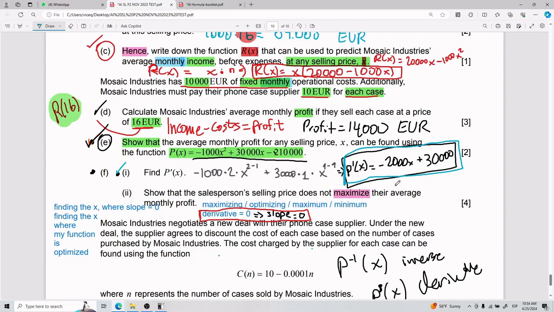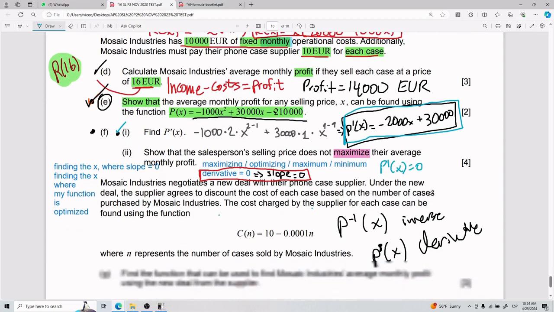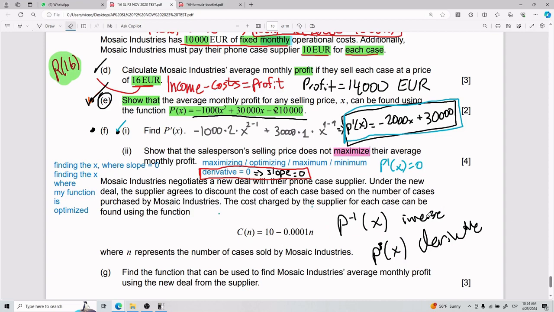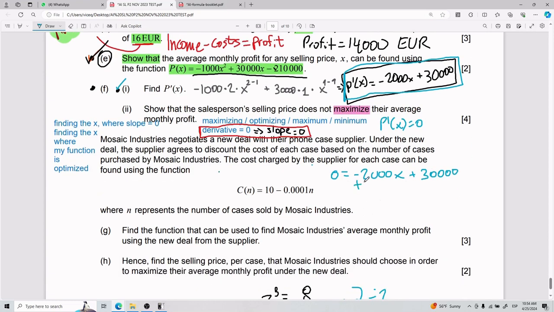That is already a way for you to get a maximum point by saying that this equals 0. And if this equals 0, basically what you're saying is that 0 equals -2000x plus 30,000. And how do you get x from here? Well, you can say plus 2000x on both sides. So 2000x equals 30,000. You divide by 2000 to get x alone. x has to equal, quick maths, 15. So at x equals 15 is your maximum.